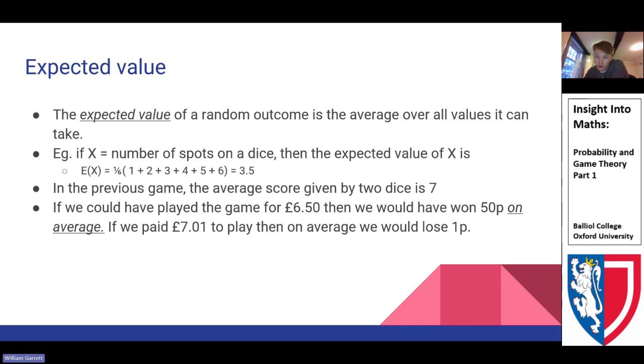Whenever you hear expected value, you just need to think average. If you were to pay £6.50 to play this game, you would be winning on average 50p every time. Or if you paid £7.01, you'd be losing on average 1 penny every time you play the game. So that's the key concept: the expected value of your winnings being 50p.